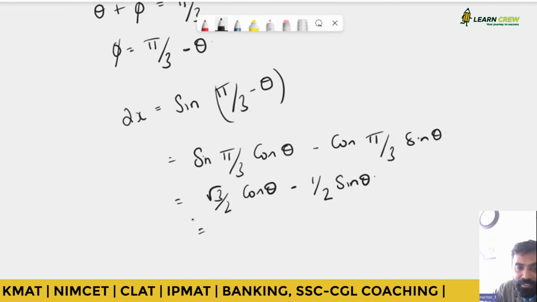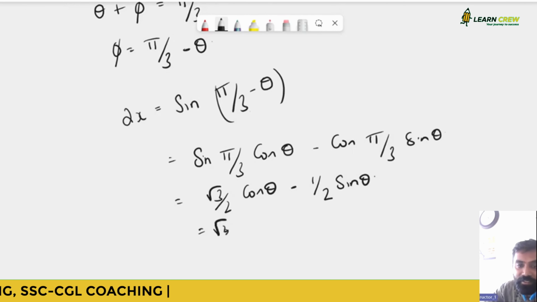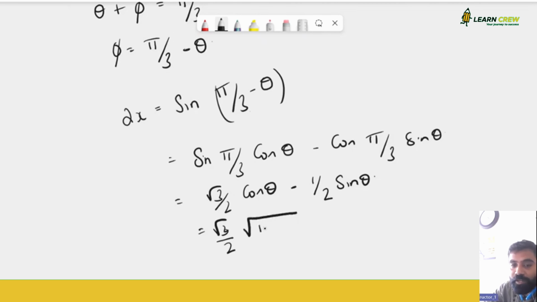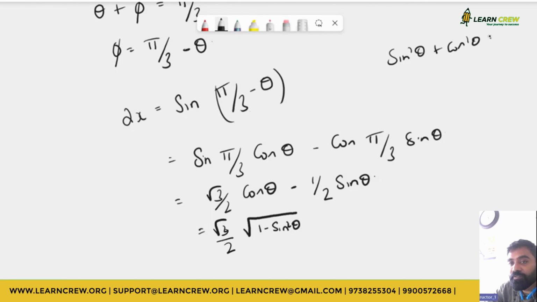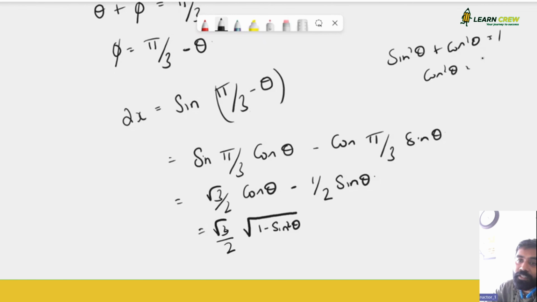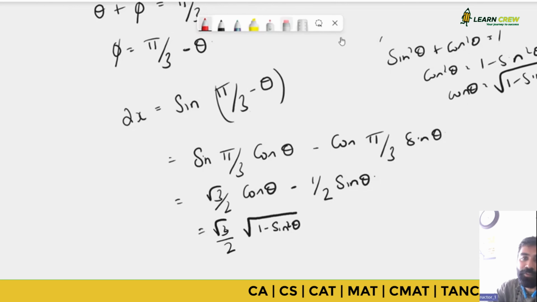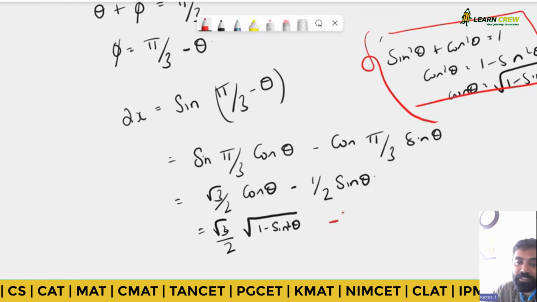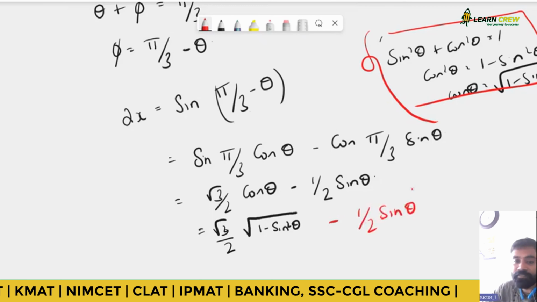Can I change this cos theta in terms of sine theta? Can I write it as square root of 1 minus sine square theta? Since sine square theta plus cos square theta equal to 1, cos square theta equals 1 minus sine square theta, or cos theta equals square root of 1 minus sine square theta. So it becomes root of 1 minus sine square theta minus half sine theta.